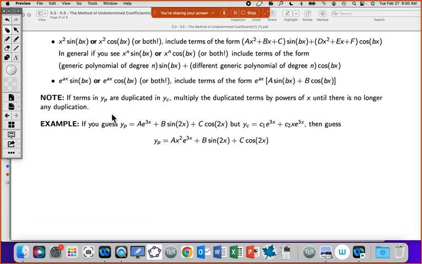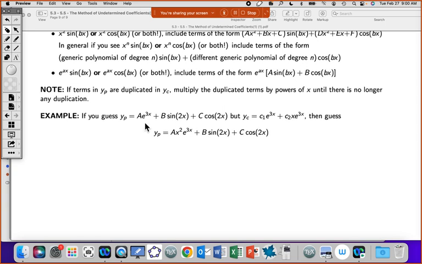And if you've got terms that are duplicated, then you just have to keep multiplying by powers of x until there's no longer duplication. All right, so here's an example about the duplication. Now you only have to put the x's on the parts that are duplicated. So for example, if your initial guess had e to the 3x sine and cosine, but your complementary solution had the e to the 3x's in it, you only have to put the x's on that. That's the principle of superposition. This will be the same. We did an example like this, I think last week.